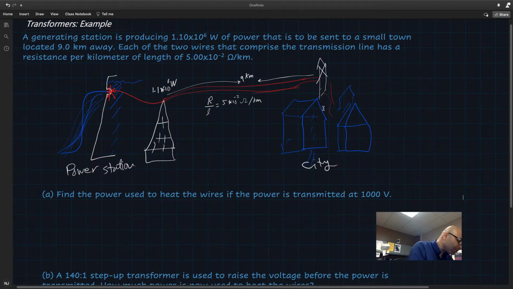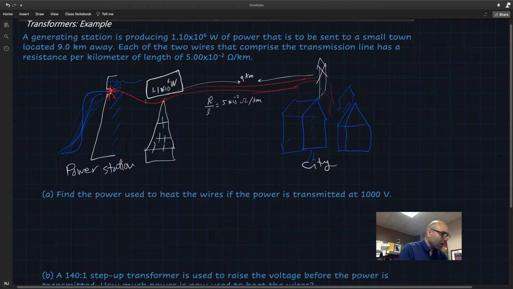In this example we have a power station, maybe a dam or something like this, and water flows down. As it flows down, it turns a turbine within the vicinity of a magnetic field and produces a lot of electric energy. This electric energy goes to a substation just outside the dam, and the amount of power that we are getting out of it is 1.1 times 10 to the power 6 watts.